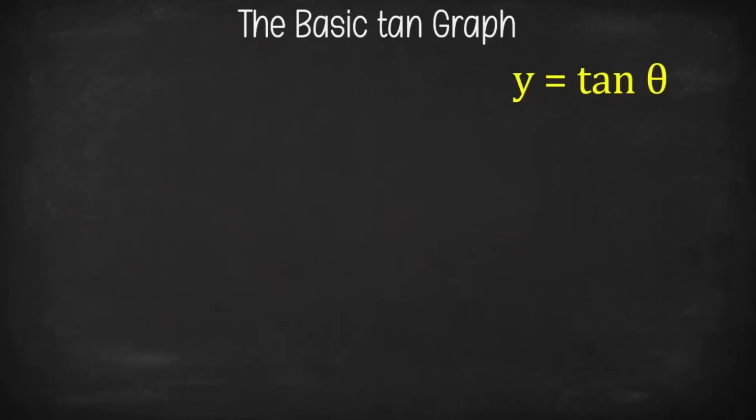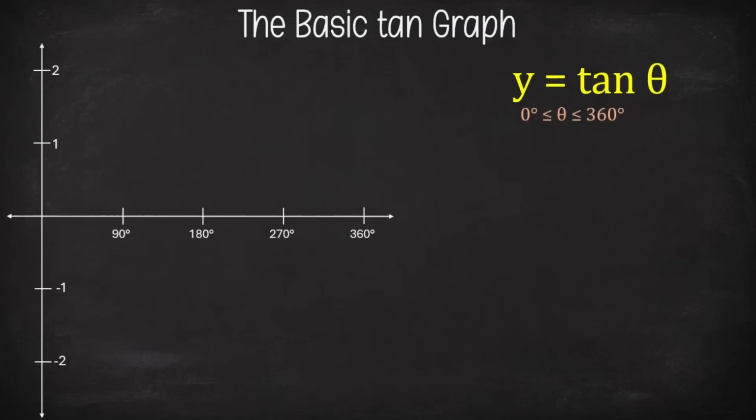The basic tan function is y equals tan theta, and for this video we will be drawing the graph from 0 degrees all the way through to 360 degrees. But like I said, the tan graph looks quite different from the sin and the cos graph. Therefore, we need to add a few more theta values than we used for the sine and the cos graph. So the theta values that we will add will be these ones.